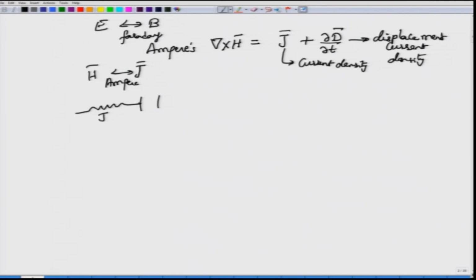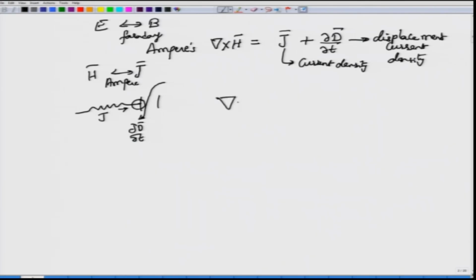If you try and apply KCL to this node, then KCL seems to fail because there is an incoming current, but there is no outgoing current. But Maxwell said it cannot happen that way. There is current in the capacitor, and that current is what we call displacement current, which is given by del D by del t. So, I hope you are able to see all these things. What Maxwell did to complete Ampere's law is now called the Ampere-Maxwell law.